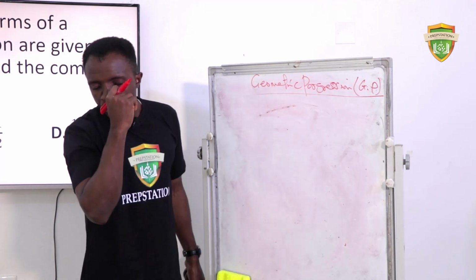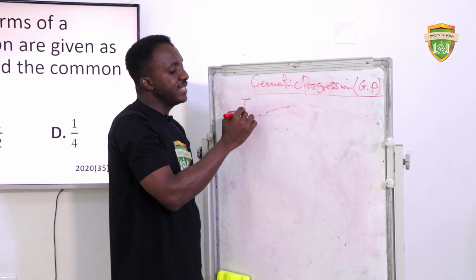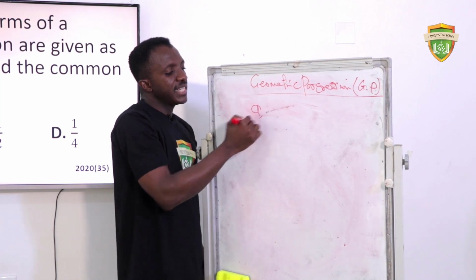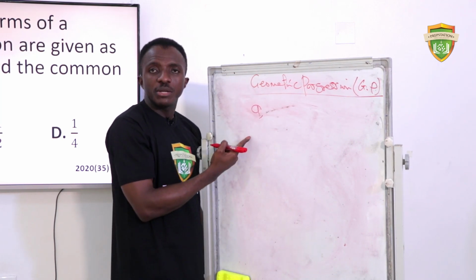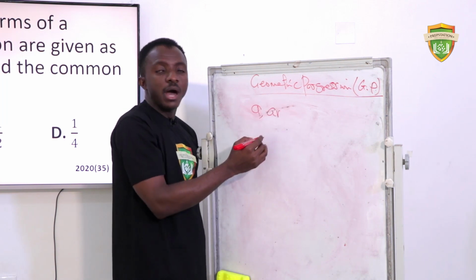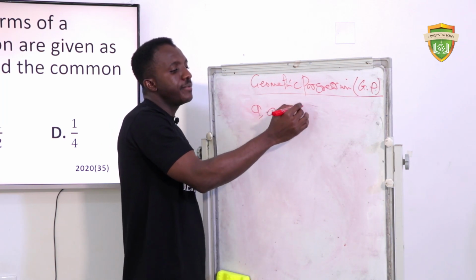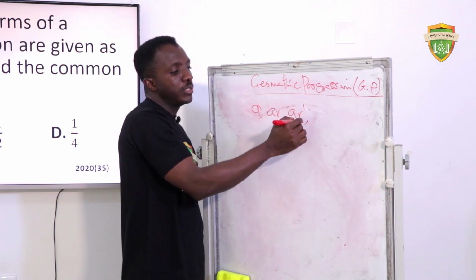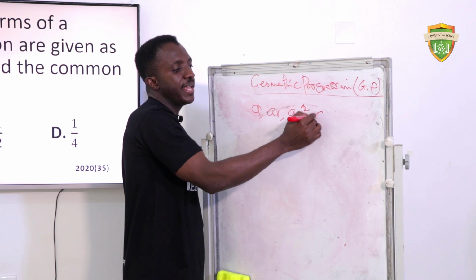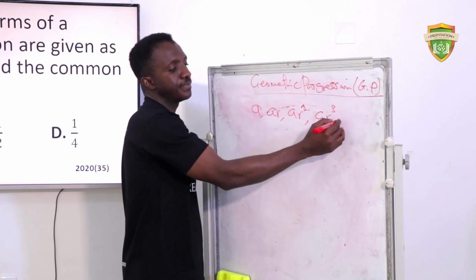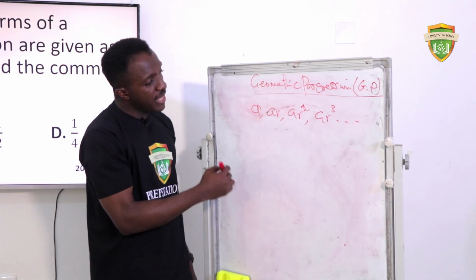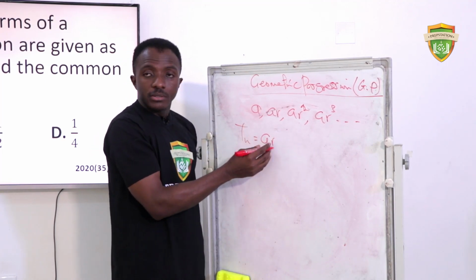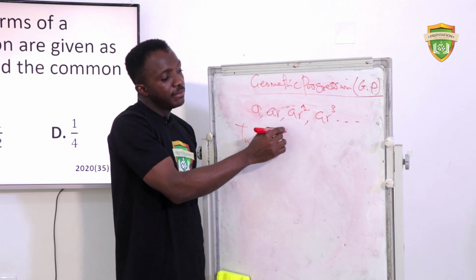Now I'm just going to go straight to teach you that. Now to find the nth term of a GP. Look at this. These are the terms of a GP. The first term is denoted with A, the second term is AR, the third term is AR raised to power 2, then AR raised to power 3, and so on. If I want to find the nth term, it is AR raised to power n minus 1.